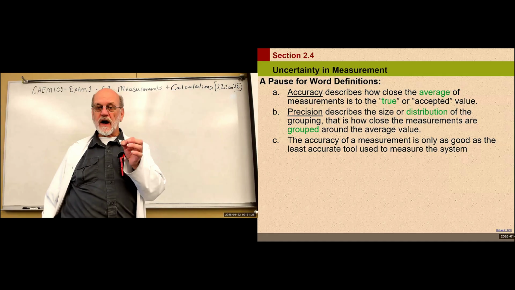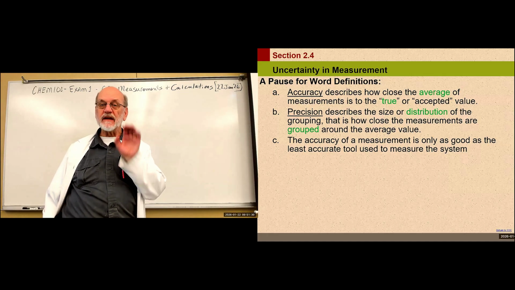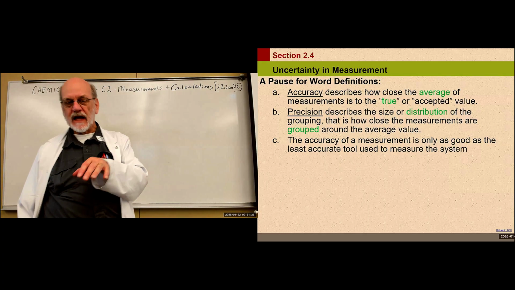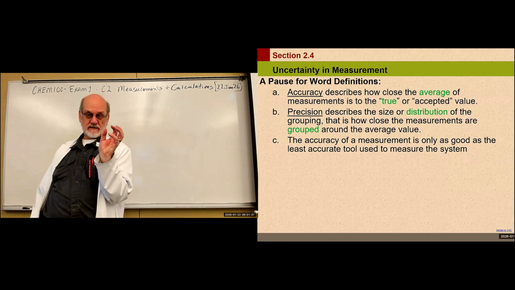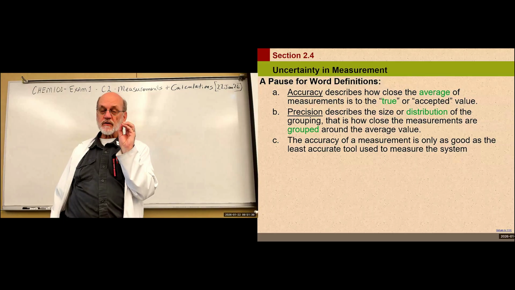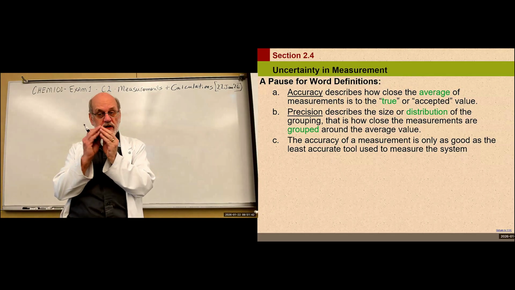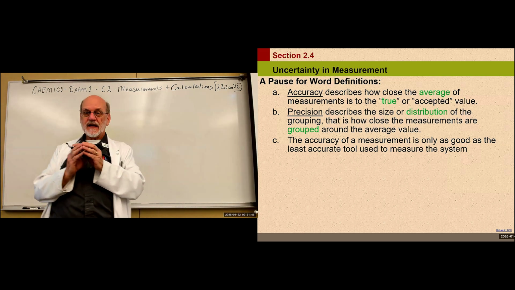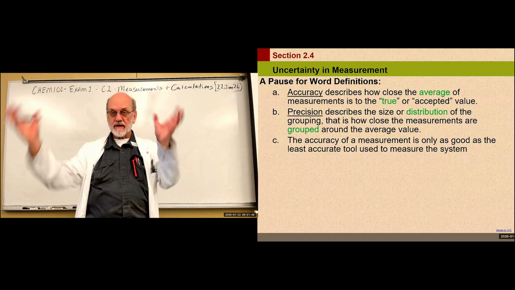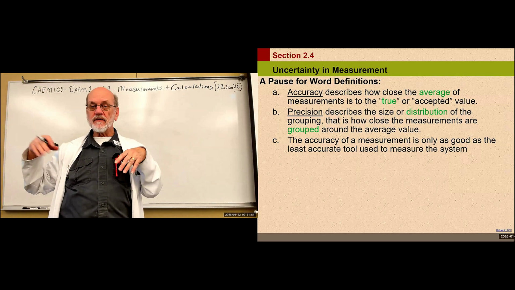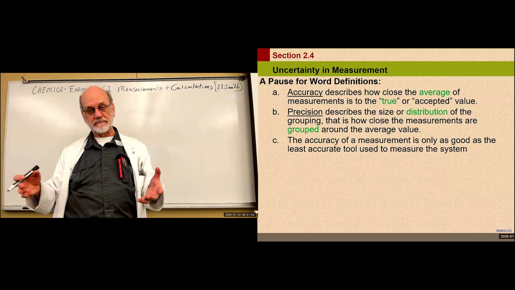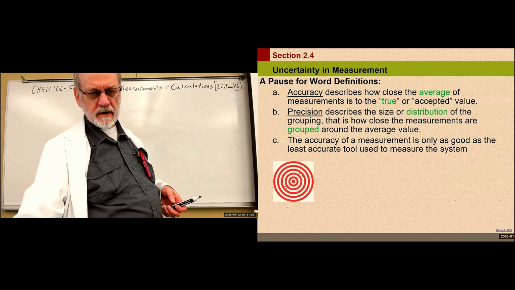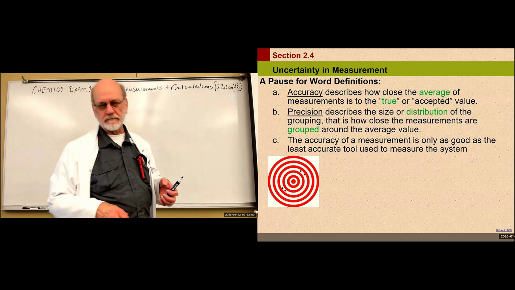Precision, on the other hand, requires that you make 2 or more repeated measurements of the same phenomenon. And then you look at the distribution. If the distribution of your measurements are very close, each one is close to the other one, then you have a precise measurement. If they're far away from each other, they're just all over the place, then you have a not precise measurement. We're going to use a gun target.